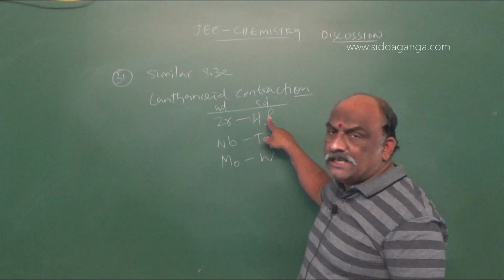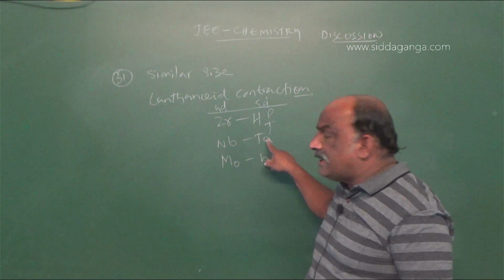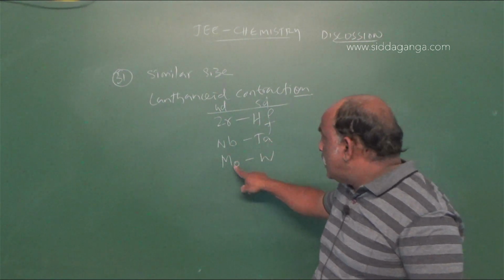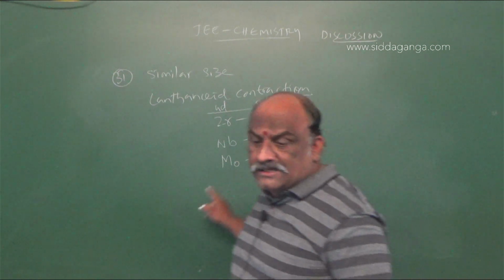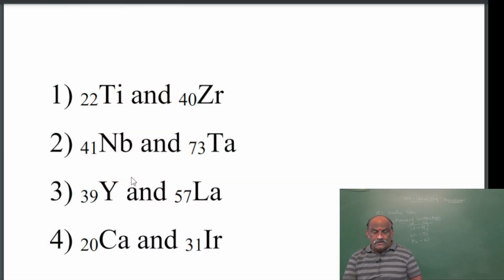Zirconium and hafnium are the same in size. Niobium and tantalum are the same in size. Molybdenum and tungsten are the same in size. Here one example was given. What is that example? The related example, niobium and tantalum, is related here.